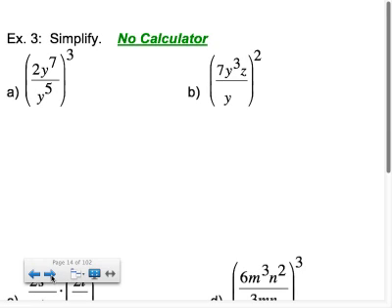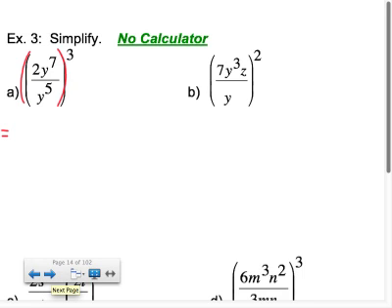Okay, it says simplify, no calculator. All right, so now that it says in these ones, it looks like most of our numbers are nice, so we'll go ahead and simplify as far as we can. There's a couple ways of doing this. What I've always done is I look at what's inside the parentheses first. Order of operations says do inside the parentheses first.